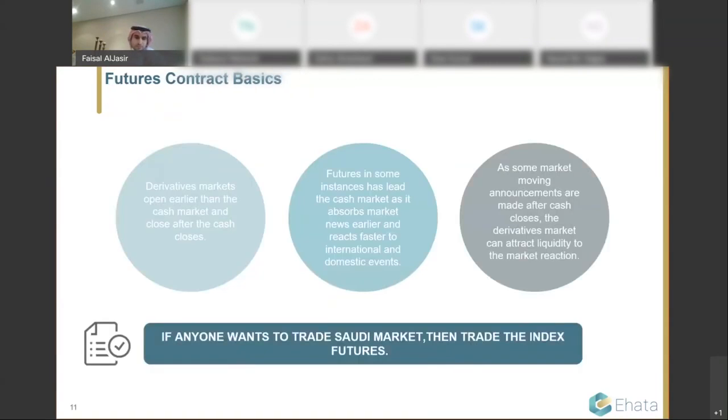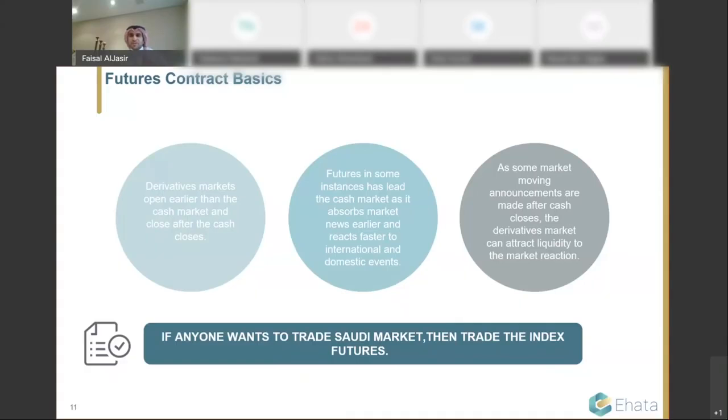So when we talk about futures contracts, what are the basics? Some of the features here are that derivative markets open earlier than cash markets and close after the cash. So pre-market and after-market trading is used to measure the regular market open and provide investors with news releases and updates that aren't presented during normal market hours.